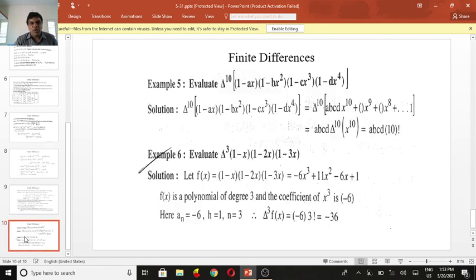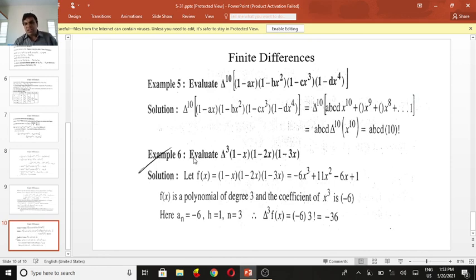The same formula we can apply here. abcd is constant, and the result is generally n factorial. What is n factorial? It is 10 factorial, which we can write as 10 into 9 into 8 into 7, and so on. That product we get.